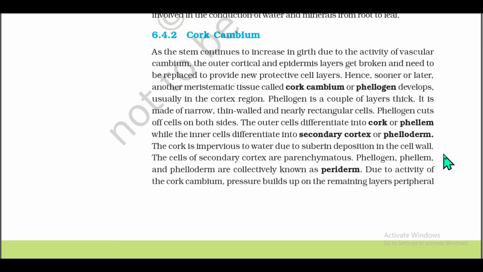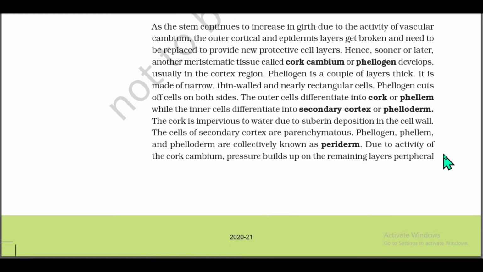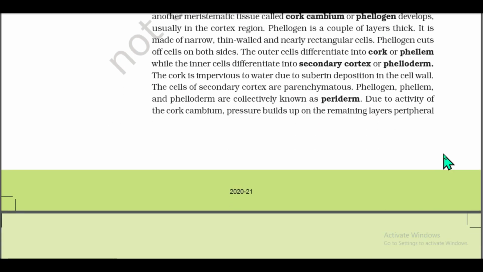Phellogen cuts off cells on both sides. The outer cells differentiate into cork or phellem, while the inner cells differentiate into secondary cortex or phelloderm. The cork is impervious to water due to suberin deposition in the cell wall. The cells of secondary cortex are parenchymatous. Phellogen, phellem and phelloderm are collectively known as periderm.